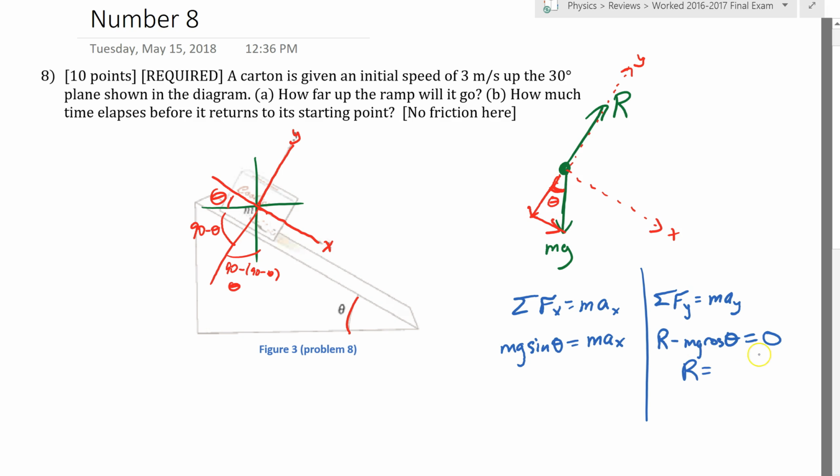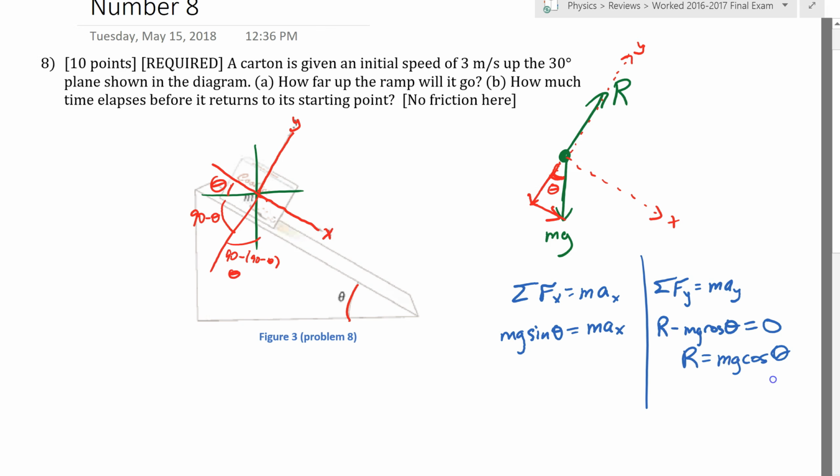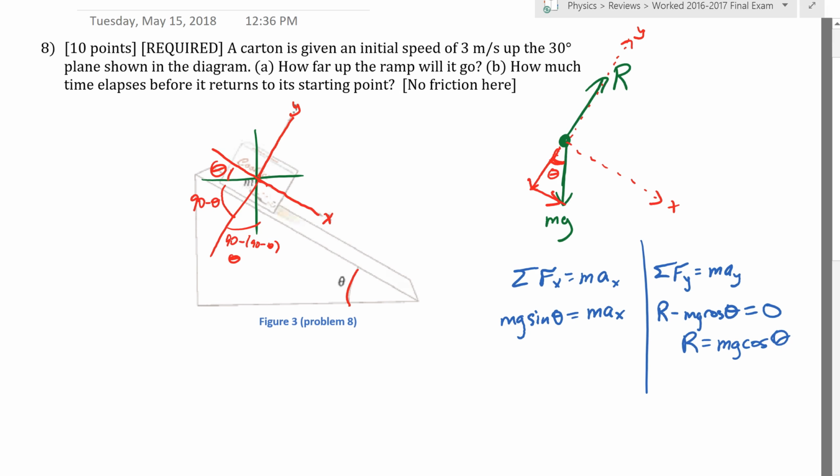So if we need it later, we know that R equals mg cosine theta. I don't think we're going to need it for this problem, though. If there were friction, you would need the reaction force to calculate what the friction was. On the left, in the x column, there's an m on both sides that will cancel out, and so we know that the acceleration along the ramp is g sine theta.